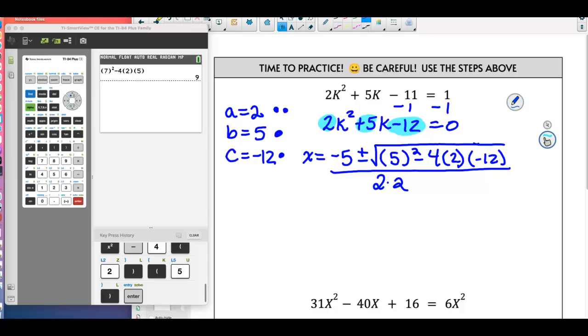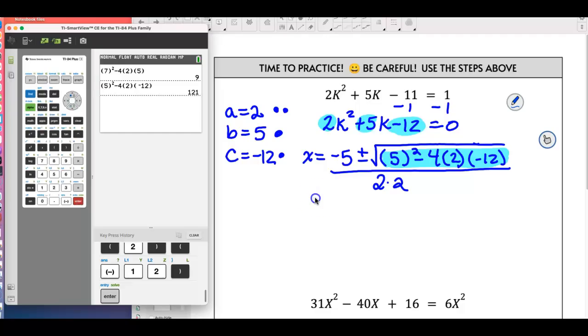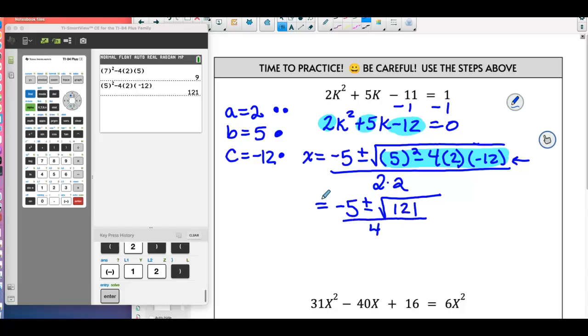Then we said we want to evaluate under the root. You can do so on your calculator or by hand. I'm going to do it on the calculator. Okay, so I'm going to do parentheses 5, close it, squared, minus 4, parentheses 2, and then parentheses and a negative 12, hit enter. And you'll notice I get a nice perfect square under that root. So I'll do a little rewrite now. I've got negative 5 plus or minus the square root. Under that square root, which is highlighted, and I did on my calculator, I got 121. All over 2 times 2, which is 4.